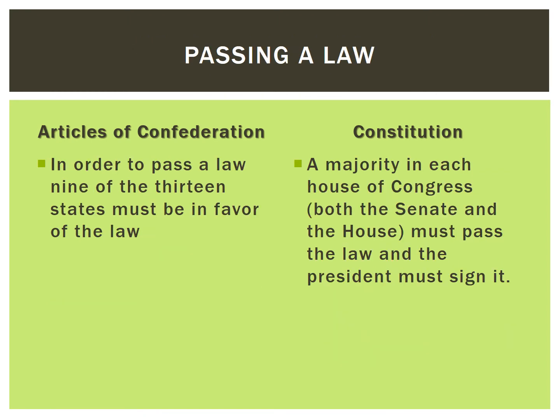In order to pass a law under the Articles of Confederation, 9 of the 13 states must be in favor of the law. So that is a super majority. Getting 9 of 13 states to agree on anything in today's age or in the past is most likely not going to happen, and it really didn't happen back then either. So passing a law under the Articles of Confederation became very difficult to do.